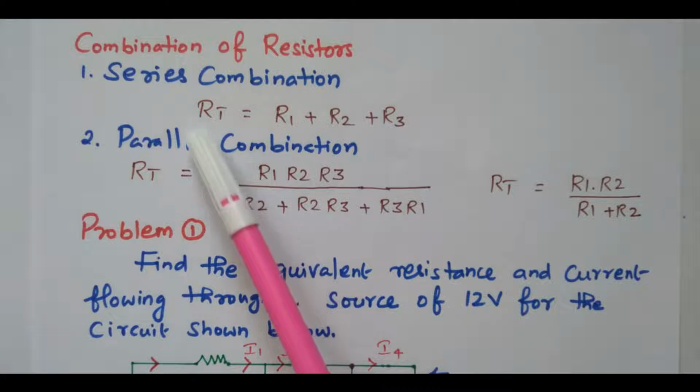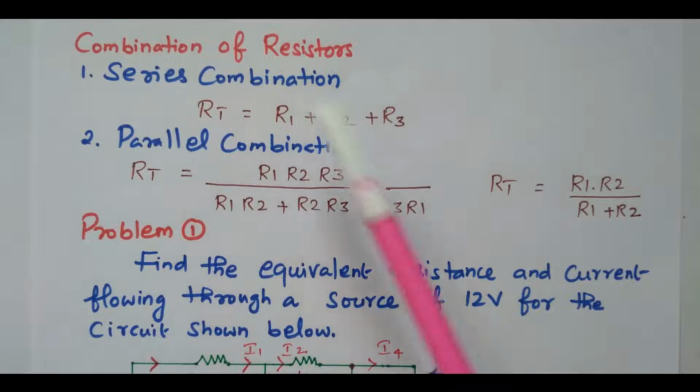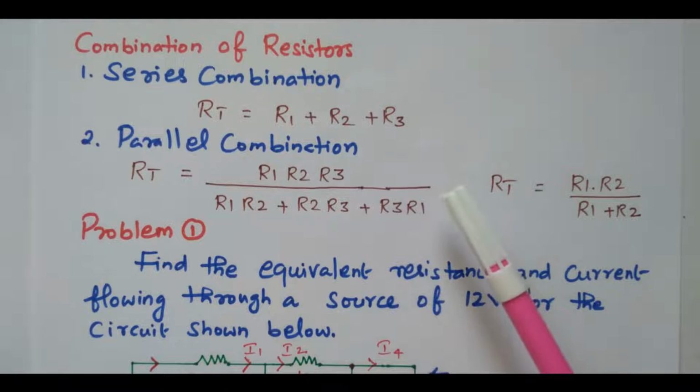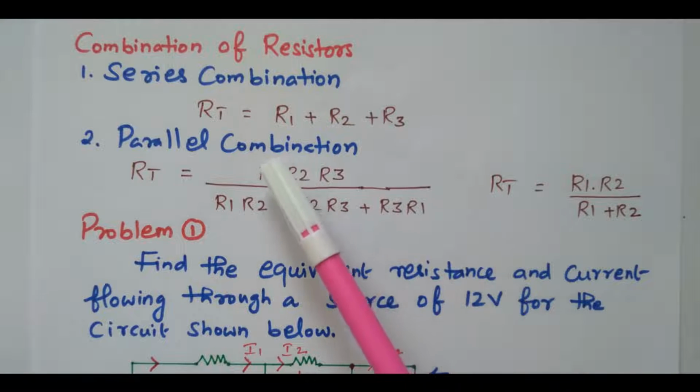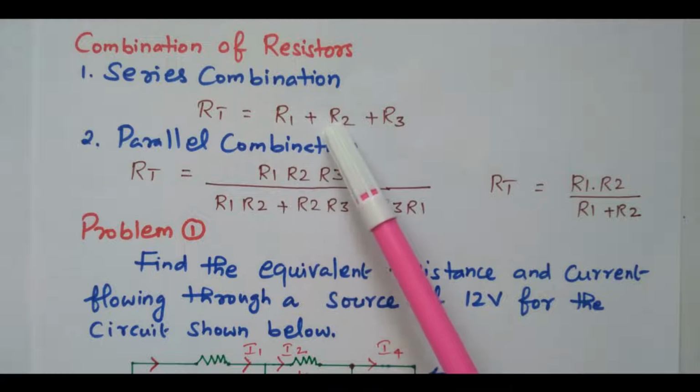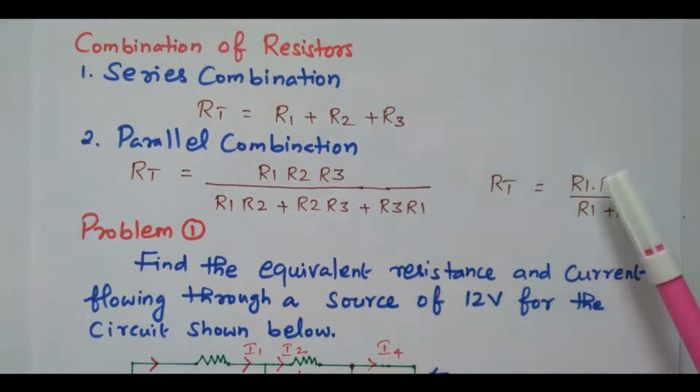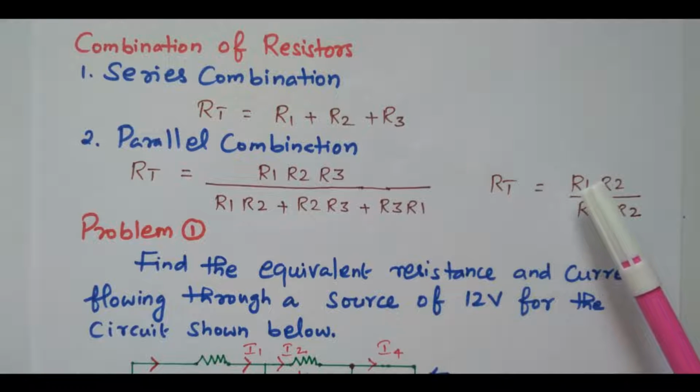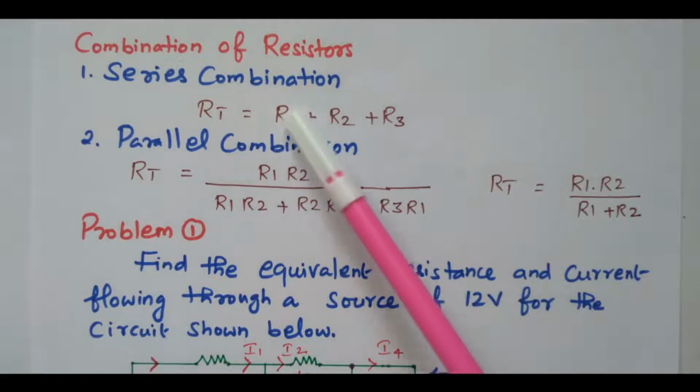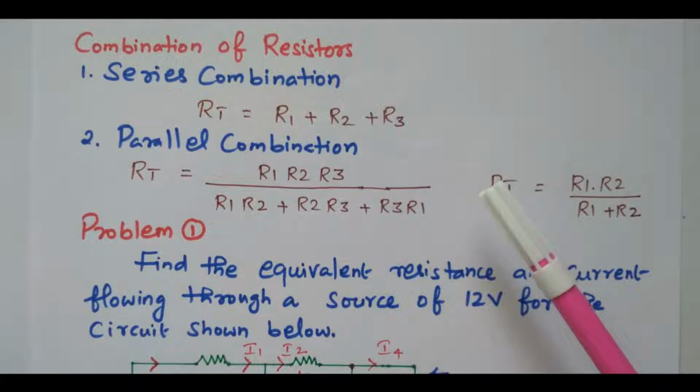First we will see the formula. The series combination: if the resistors are connected in series, the resultant resistance will be R1 plus R2 plus R3. If three resistors are connected in series, the total resistance is nothing but the sum of individual resistances. You have to add all the resistors, R1 plus R2 plus R3.